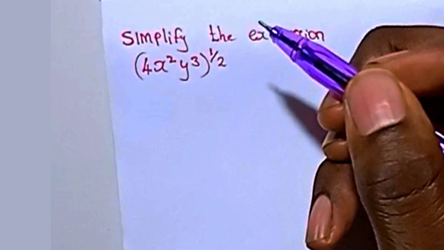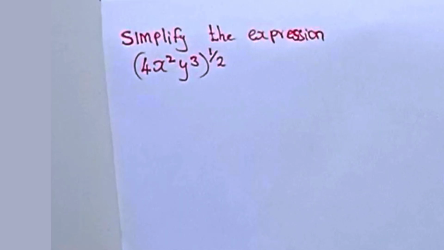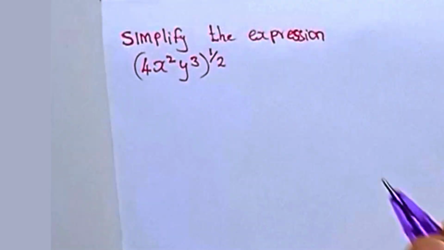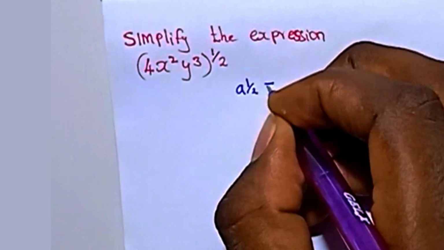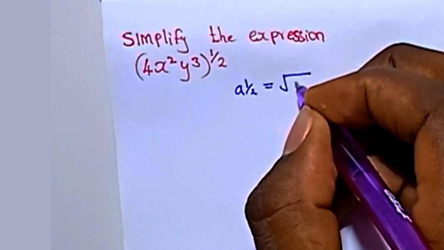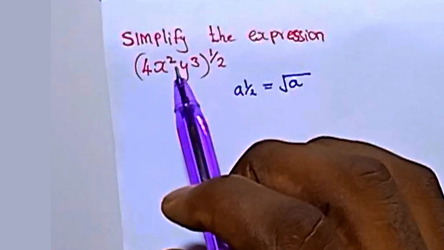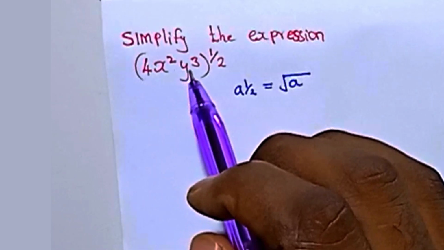When you see such an expression raised to a fraction, that basically means it is the root of that number. What I'm trying to say is that if you have a raised to a half, this is the same as the square root of a. So in this case, the whole of this inside the bracket.